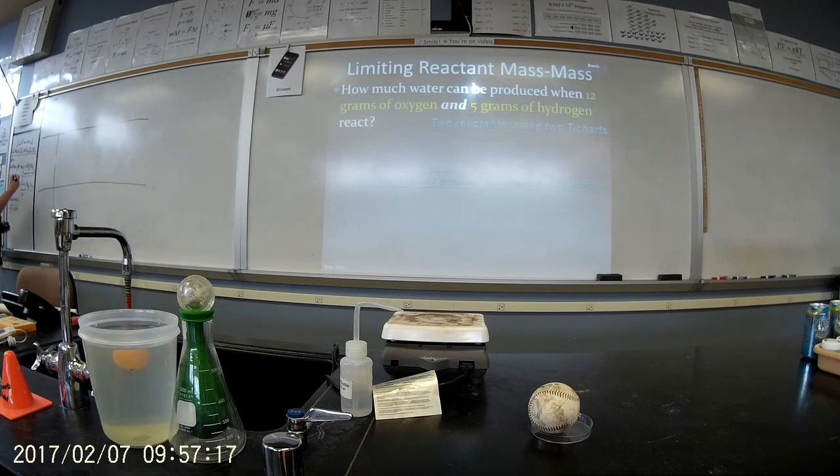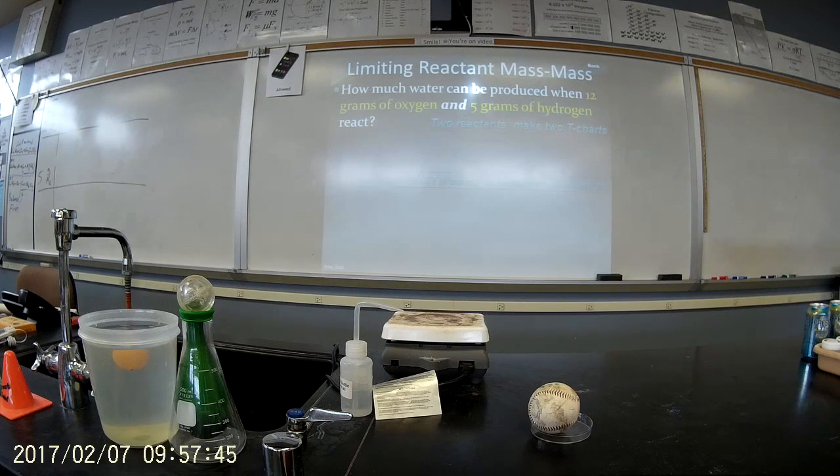So the first T-chart starts with our first reactant, which is 12 grams of O2. And our second T-chart starts with our second reactant, 5 grams of H2. Why do you do two different ones instead of trying to get the 12 grams to the 5 grams? Because we're not comparing them versus each other, we're comparing them versus the product.